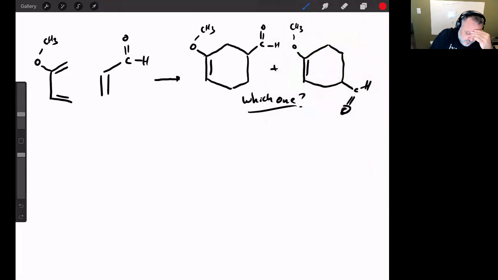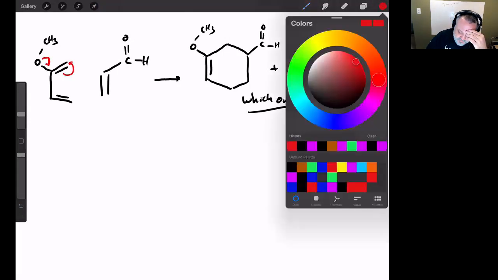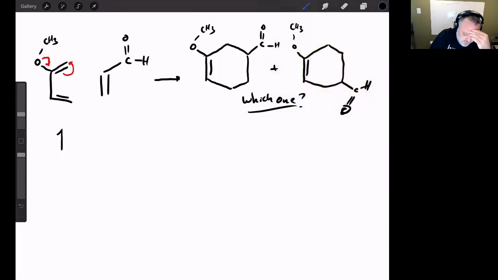In this structure, you could have the electrons here move out to the end of the atom, the end of the diene, and I could have a resonance structure that looks like this. There's a positive charge here and a negative charge there.